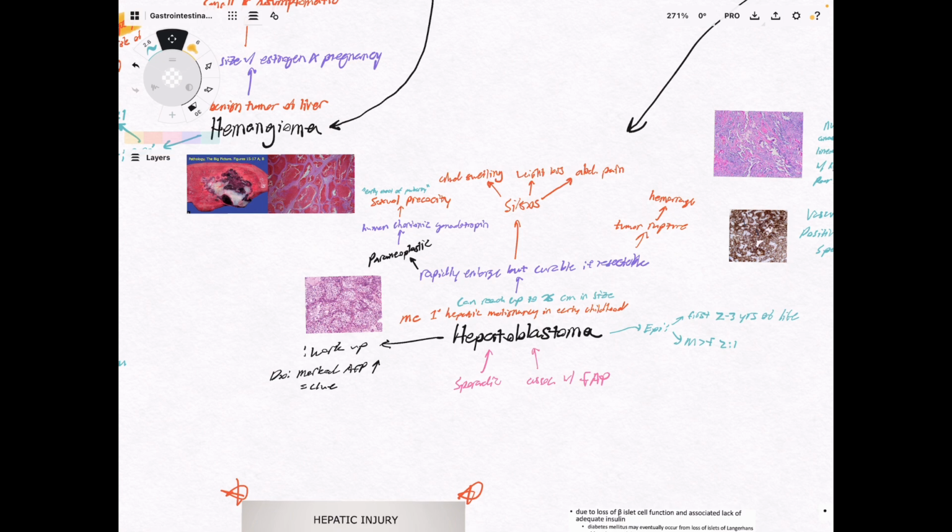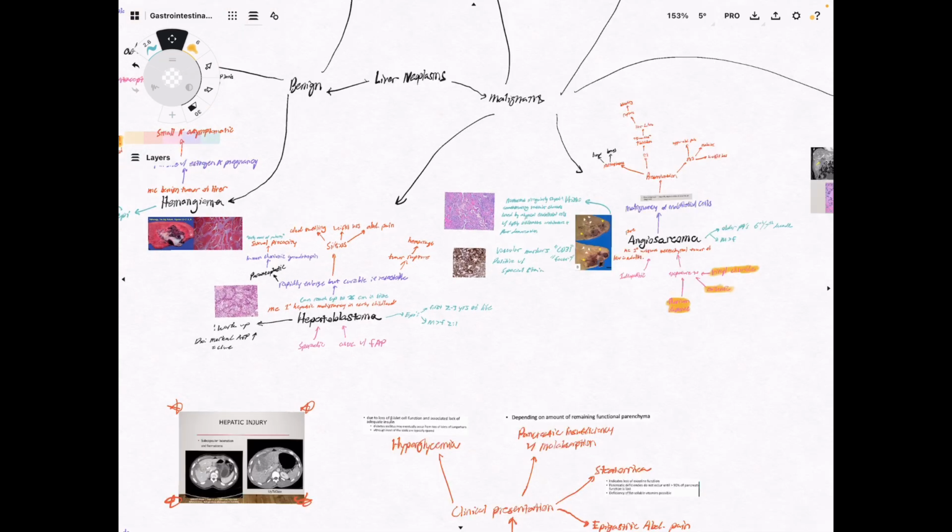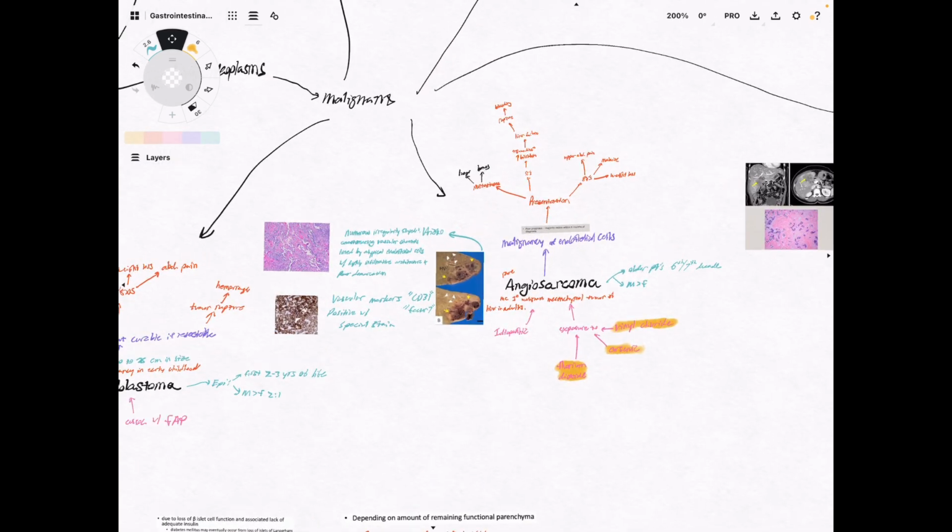That is due to this tumor, hepatoblastoma, which you can consider a young-in-life tumor. So you're going to have more embryonic markers. This tumor is going to release human chorionic gonadotropin, and that hormone is going to lead to early puberty. So that's hepatoblastoma. Let's move on to angiosarcoma.